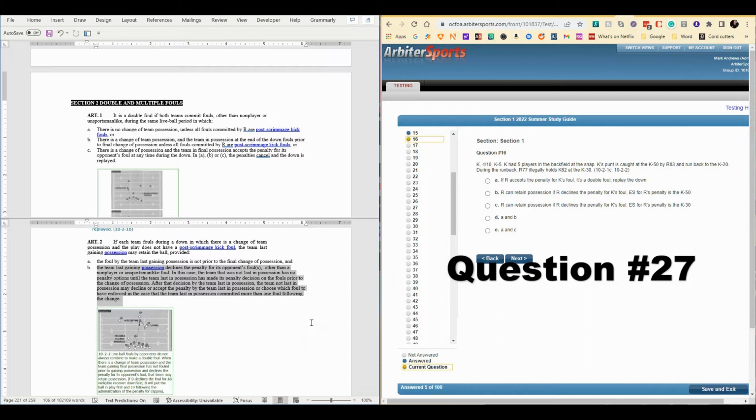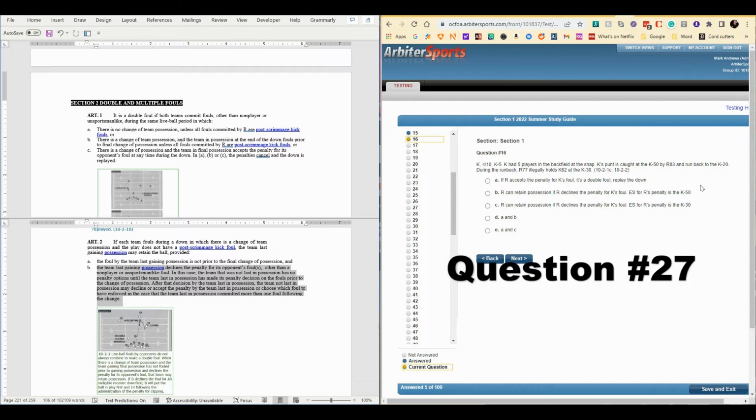Normally it would be the end of the run, which would be at the K20, right? But this is a foul by R, which is just like a foul by A behind the basic spot, which is the all-but-one enforcement. Really haven't talked about that yet. I'm sure we will. But basically it says if A or K commits a foul behind the basic spot, which is either the end of the run or the previous spot, then the enforcement spot is where that foul occurred.